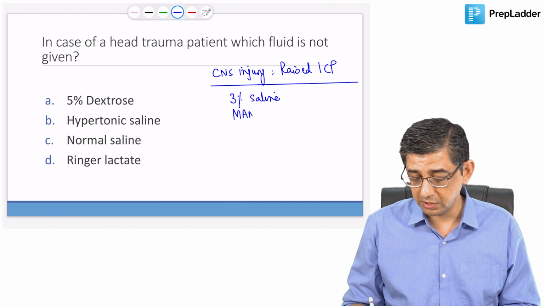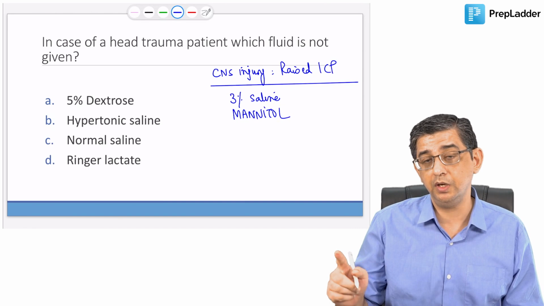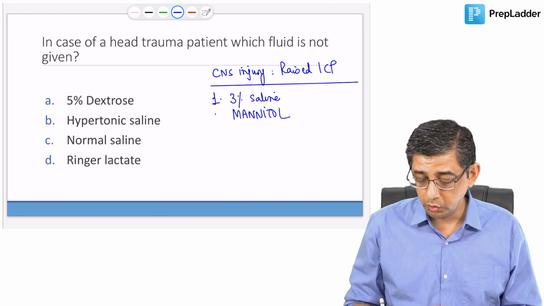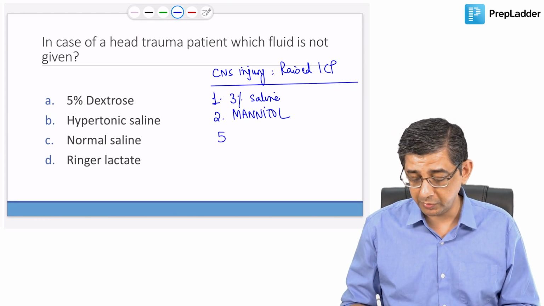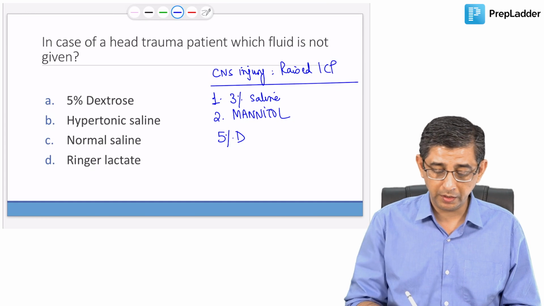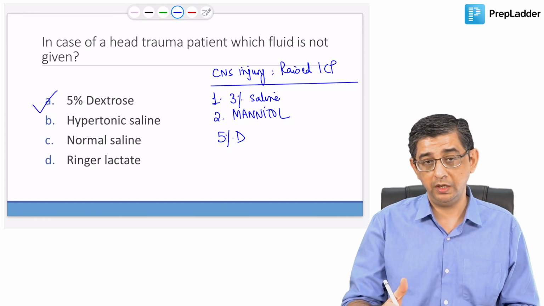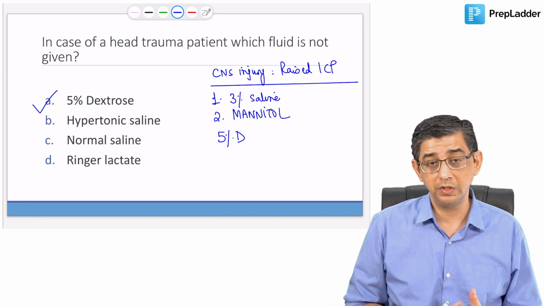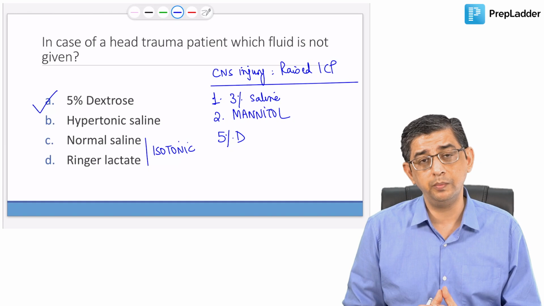Both 3% saline and mannitol are hypertonic fluids. In a person having raised ICP, you are not supposed to give hypotonic fluids, and the hypotonic fluid is 5% dextrose. The correct answer to this MCQ is option number A. You will give hypertonic saline, you can give mannitol, you can give normal saline, ringer lactate also, because they are isotonic solutions. They are basically crystalloids, they would be isotonic, so can be given for replacement.